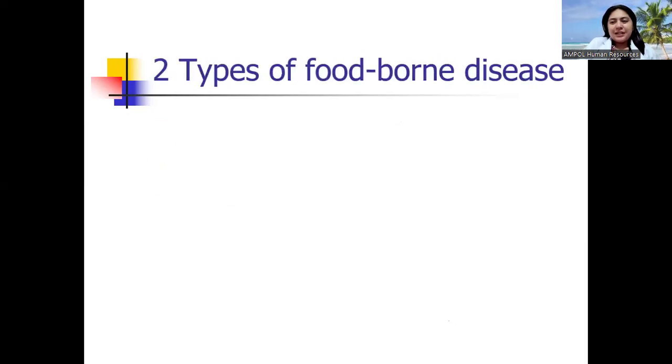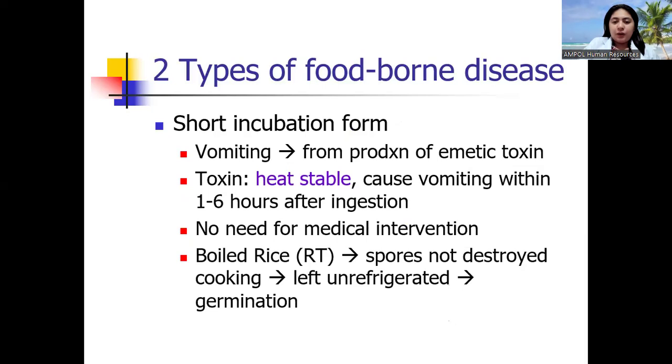So there are two types of foodborne disease caused by Bacillus cereus. We have the short incubation form, which causes vomiting from the production of emetic toxin produced by your Bacillus cereus. The emetic toxin is heat stable, causing vomiting within 1 to 6 hours after ingestion. So it is fast, a short incubation time. Upon ingestion of Bacillus cereus, it will form emetic toxin, and that toxin will induce vomiting. Usually no need for medical intervention.